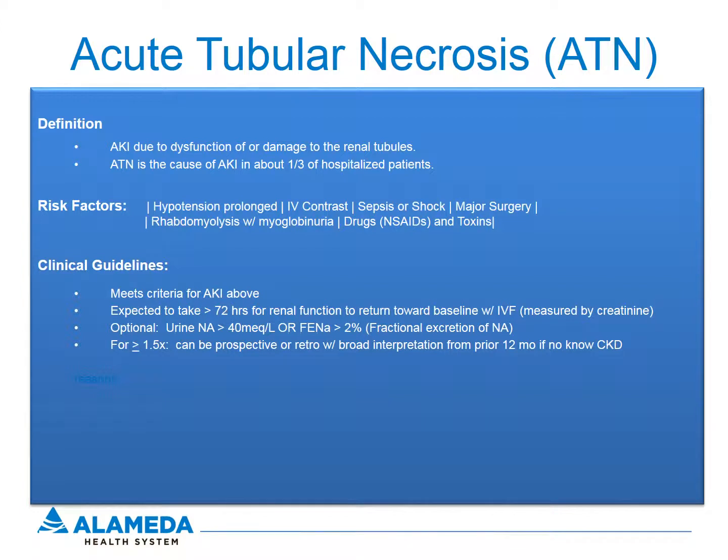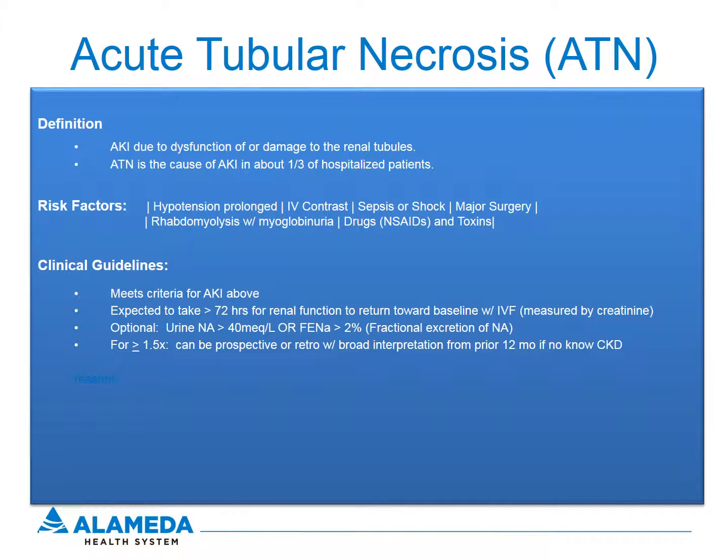So make sure you look back and you look at what is the etiology of the AKI. Is there any damage to the renal tubules? What are the risk factors for ATN? Prolonged hypotension, so situations of shock, IV contrast, sometimes sepsis or shock, major surgery, rhabdo with myoglobin in the urine, and drugs and toxins are risk factors. Very frequently we see patients with rhabdo because there are a lot of patients that are found down at our safety net hospital, and there are clinical indicators for ATN.